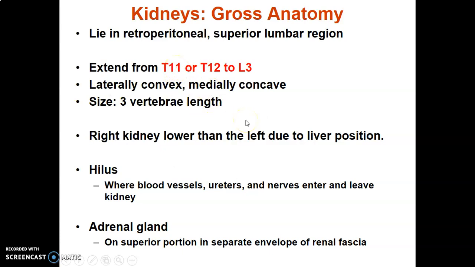So the kidneys have a medial concave side and a lateral convex side. And the kidneys are the size of the length of 3 vertebrae. The hilum of the kidney contains blood vessels, nerves, as well as the ureter. Regarding the arrangement of these structures, you can be asked what's the order of arrangement. The renal vein is the most anterior, followed by renal artery, and the ureter is the most posterior structure at the hilum.